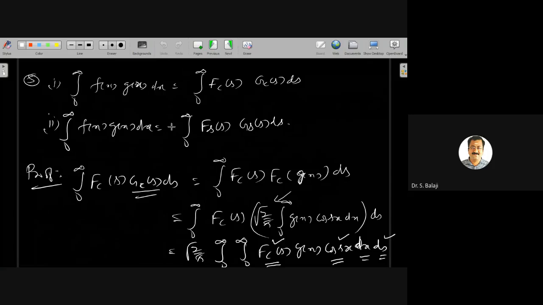Similarly, suppose the sine transform of f of x is fs of s and the sine transform of g of x is gs of s, then their product integrals are equal. Number 2 is the integral 0 to infinity f of x g of x dx, that is equal to the integral 0 to infinity fs of s gs of s ds. All the three integrals are the same. This one is equal to this one is equal to this one. All the three integral values are the same, if we know the sine and cosine transform definitions.